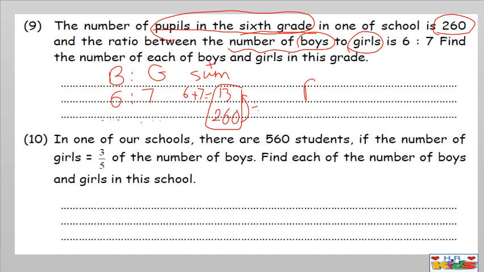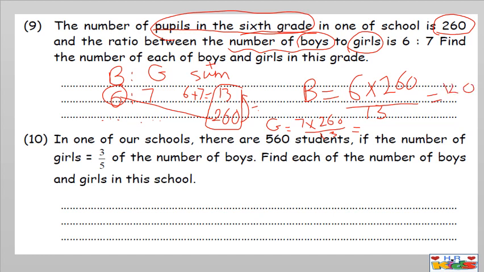So if we want to find the number of boys, I say it equals the number of boys, which is 6, times the number down here, here is the cross, divided by the number above it, which is 13. And if we want to find the number of girls, Mister, we will do 7 times 260 also divided by 13. Then we start to find the answer. The first one comes out 120 and the second one will be 140.